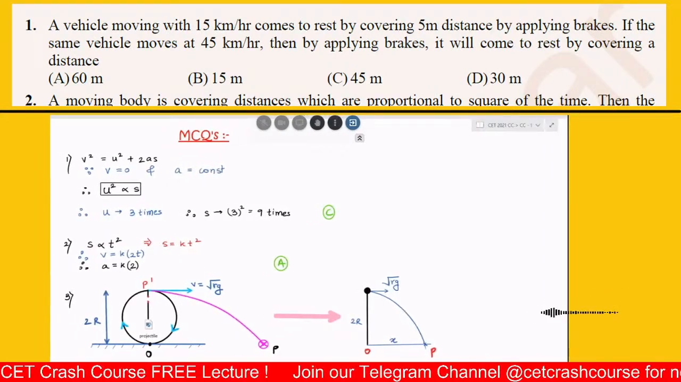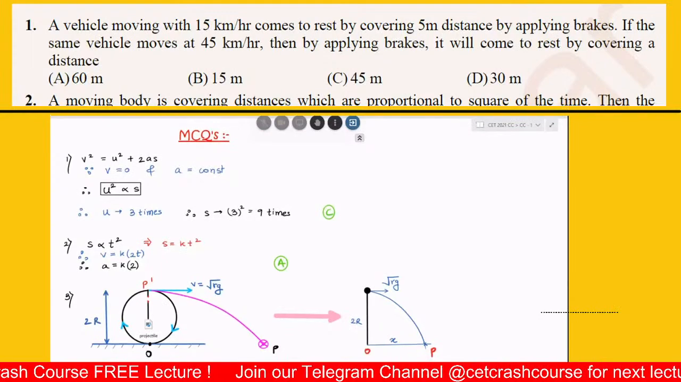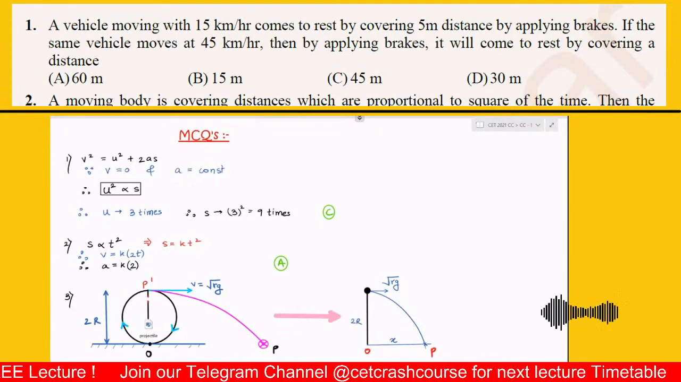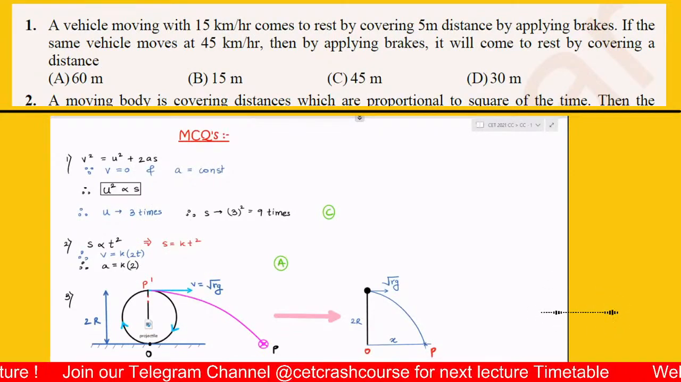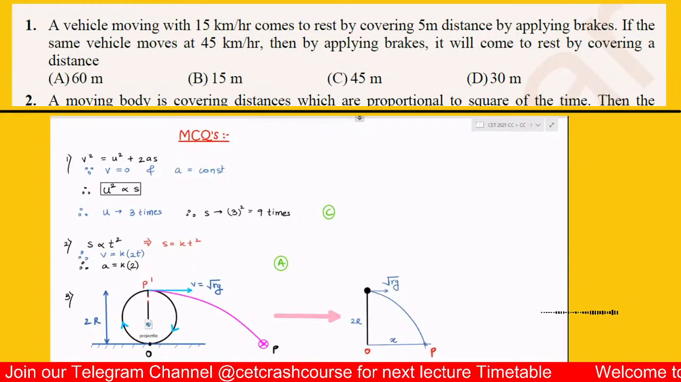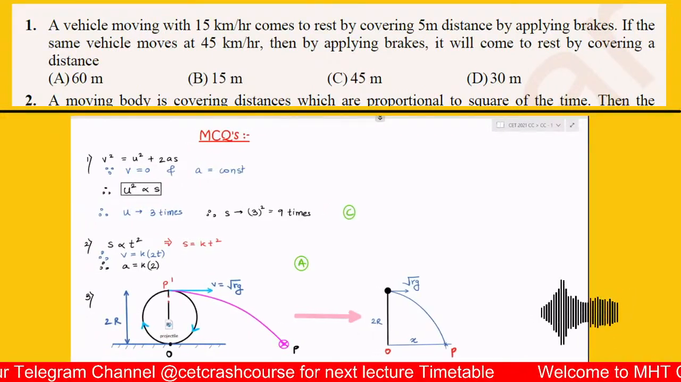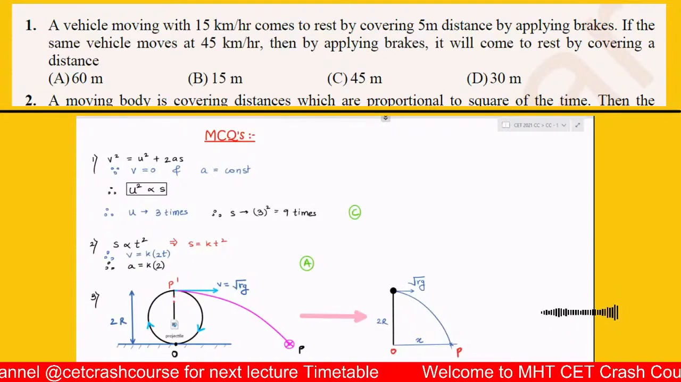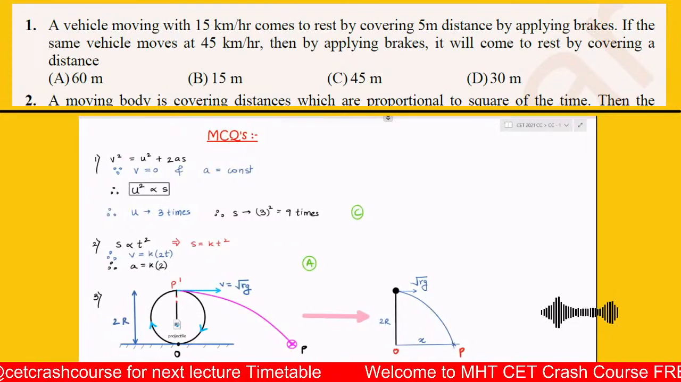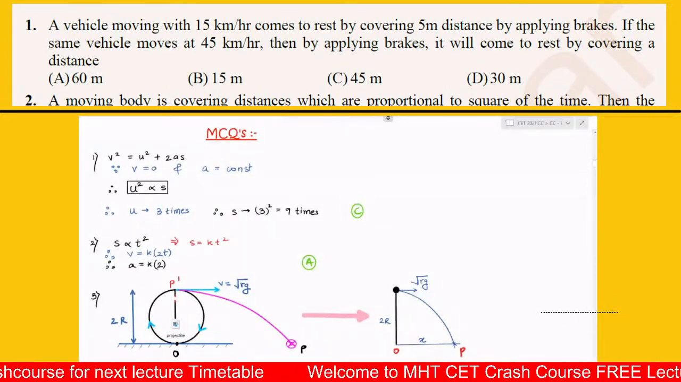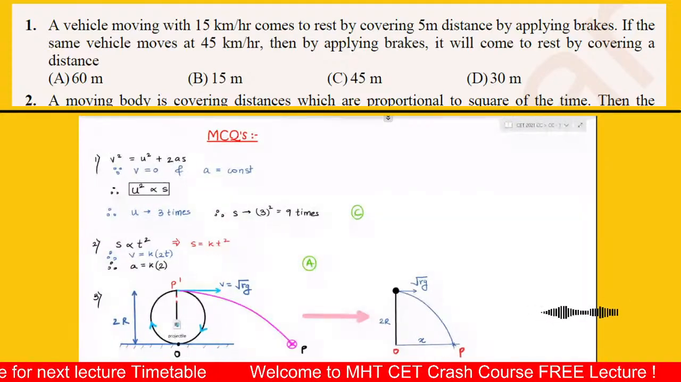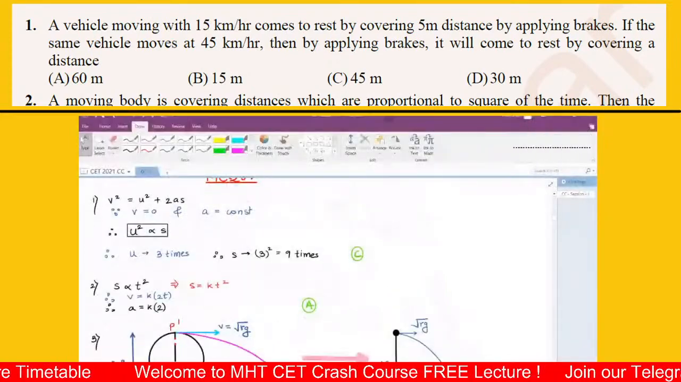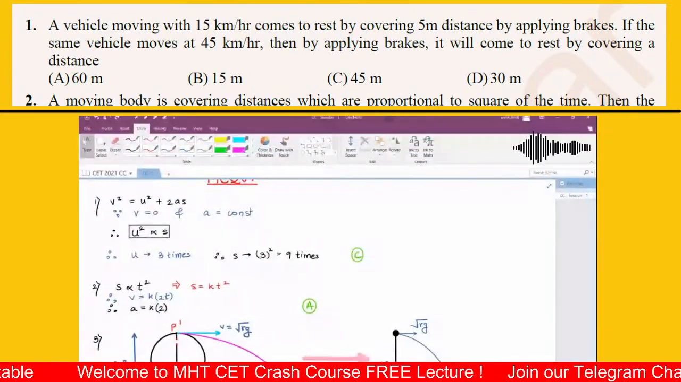A vehicle moving with 15 kilometers per hour comes to rest by covering 5-meter distance by applying brakes. If the same vehicle moves at 45 kilometers per hour, then by applying brakes, it will come to rest by covering a distance of. So students, in this question, vehicle is coming to rest in both the cases, correct beta? Initially, also it is coming to rest. Finally, also it is coming to rest.